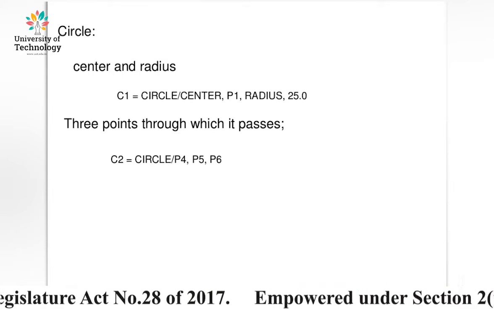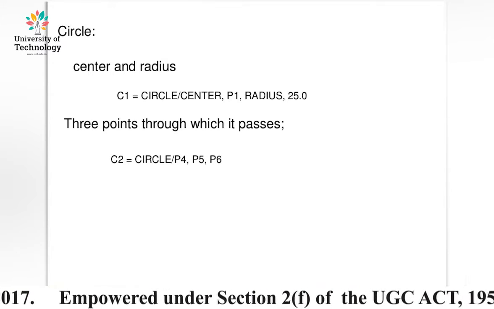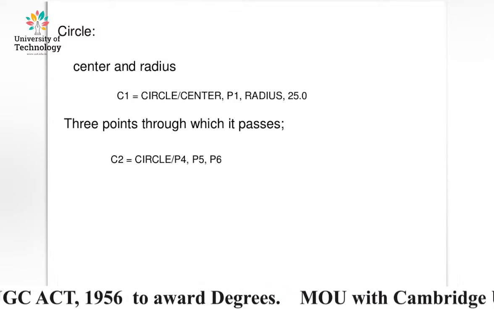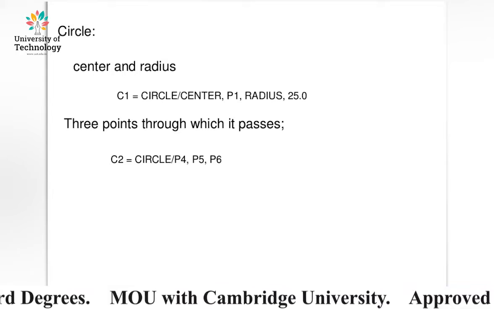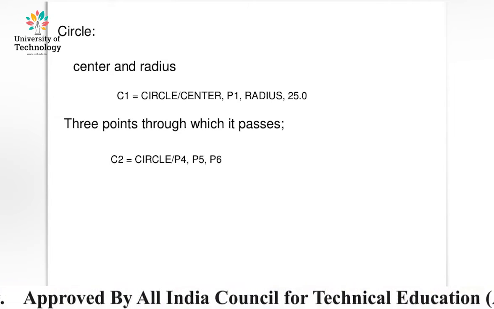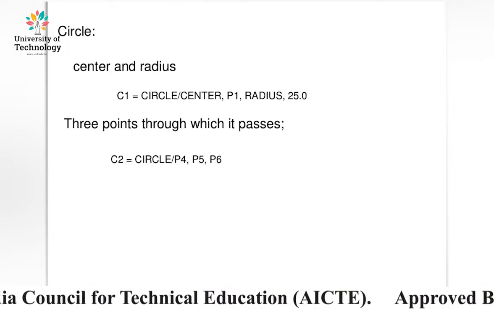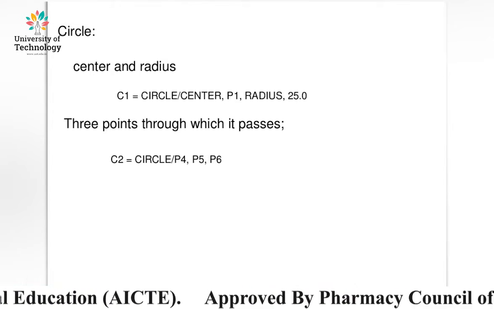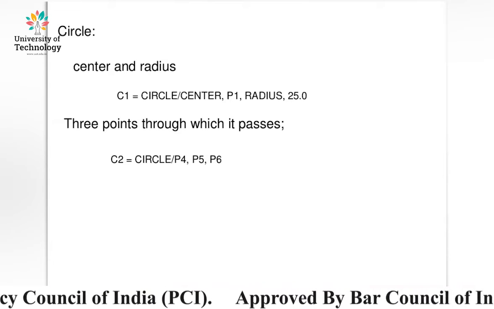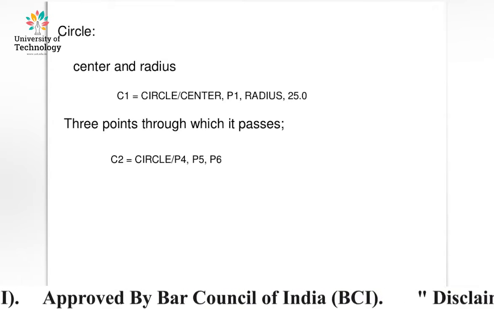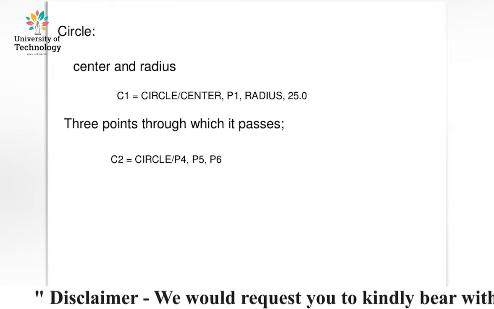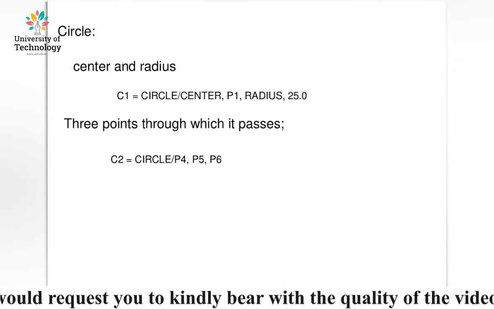Circle. A circle is defined by the center and radius. The circle symbol we can write as C1 equals CIRCLE slash CENTER, comma, P1, comma, RADIUS, comma, 25.0, that is the radius of the circle. That is the writing method of the circle geometry statement in APT.